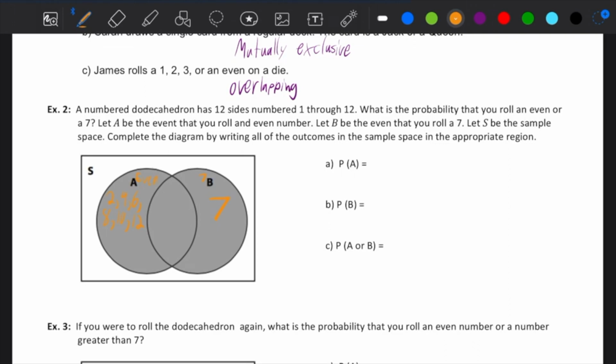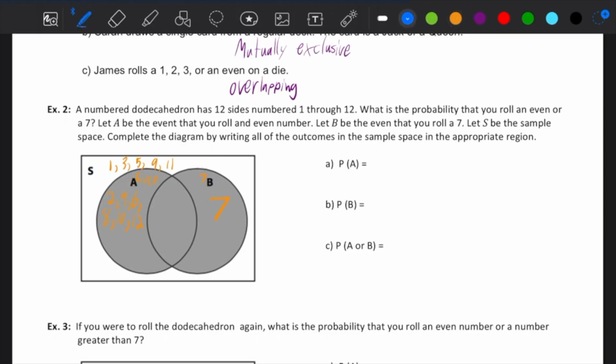And then our other numbers in the sample space, we have 1, 3, 5, 9, and 11 that are not a part of event A or event B. They are not even and they're not 7, but they are still possible outcomes on the die.